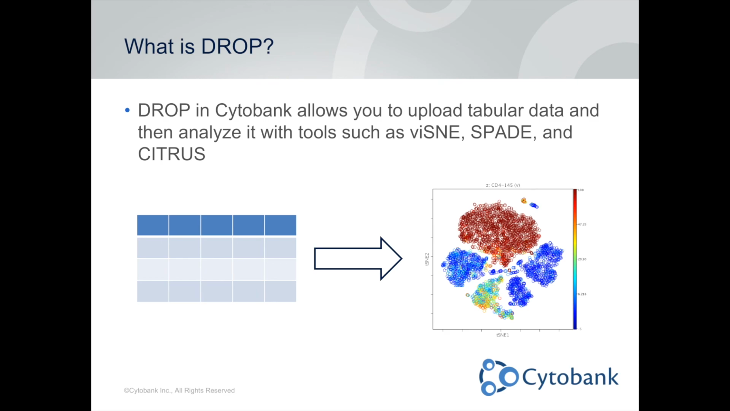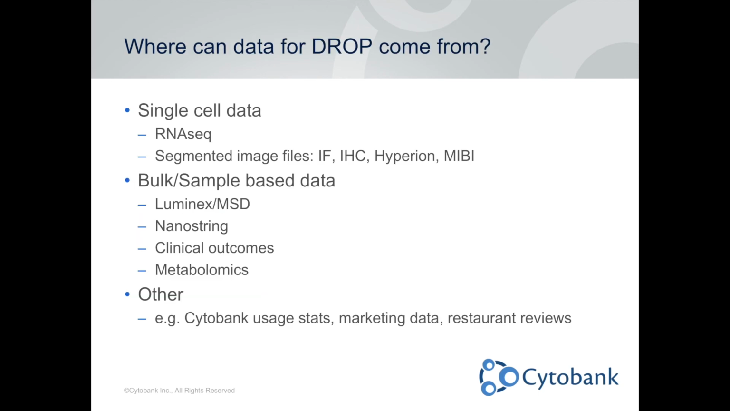One more feature I'd like to talk about is Cytobank Drop. This is essentially the tool in Cytobank that allows you to upload spreadsheet data instead of FCS files and then run all of our tools on that data. So this allows you to look at things like single-cell RNA-seq data, segmented image files, Luminex or nanostring data, outcome data, metabolomics. These are all bulk, so instead of each dot being a single cell, each dot would be a sample, but that works just as well in things like Visney.